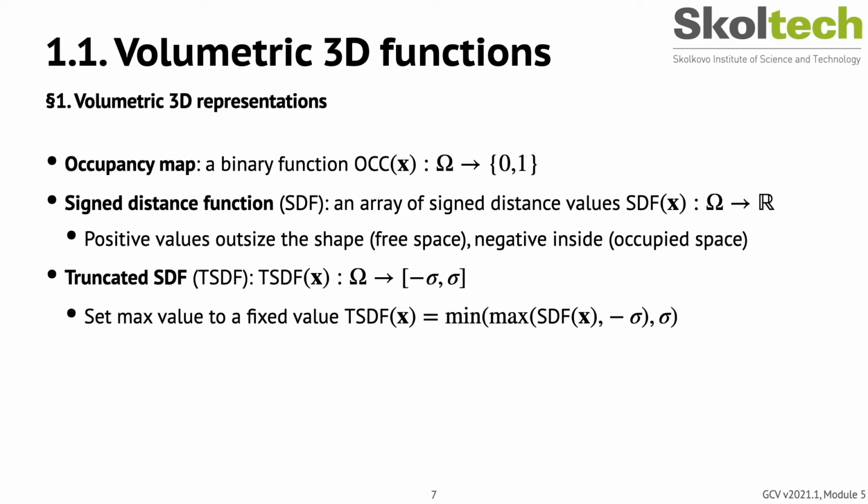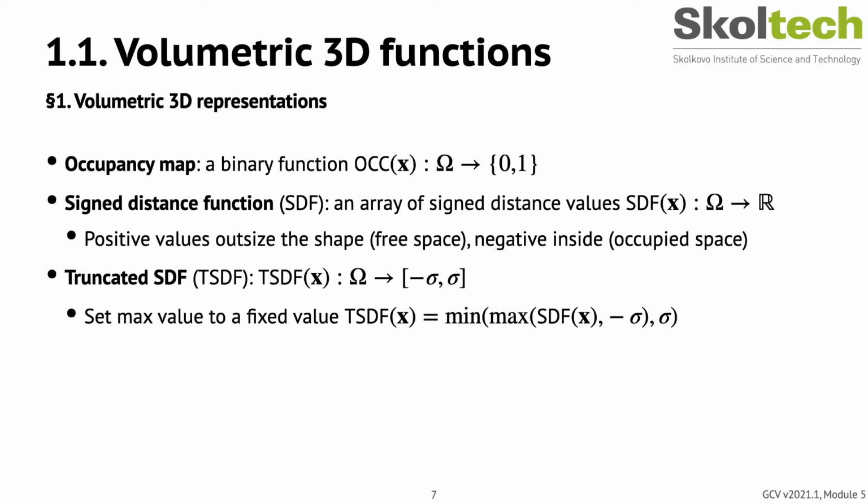Then a signed distance function basically defines an array of signed distance values, mapping a particular volume to the real line. Note that the distance function is signed, meaning that it attains positive values outside the shape, that is, in the free space, and negative values inside the shape, in the areas where the space is occupied by the volume of the shape.